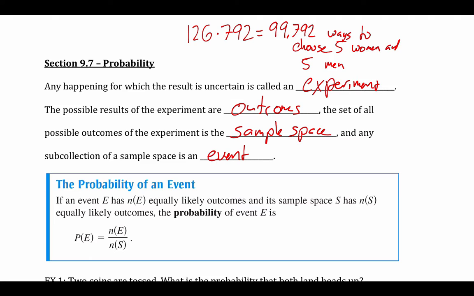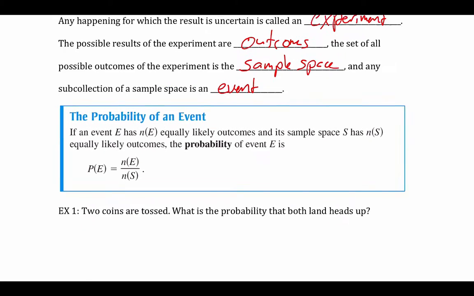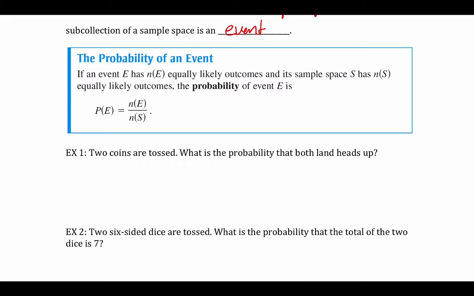If an event E has n of E equally likely outcomes, and its sample space S has n of S equally likely outcomes, the probability of E happening is the number of ways the event E can happen divided by the number of ways S can happen. That seems more complicated than it really is. So, for example, two coins are tossed. What's the probability that both land up on heads?